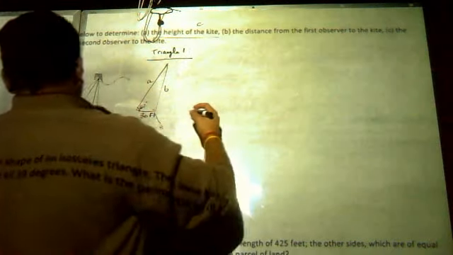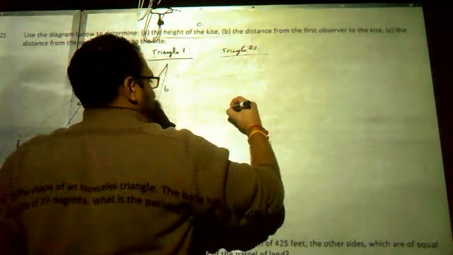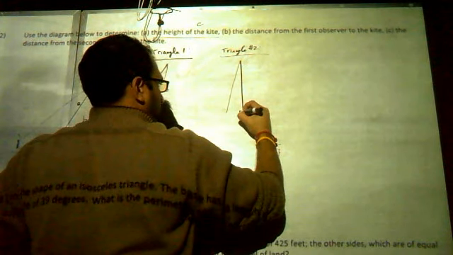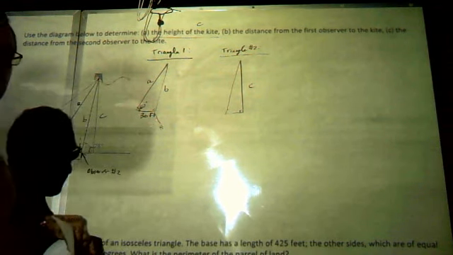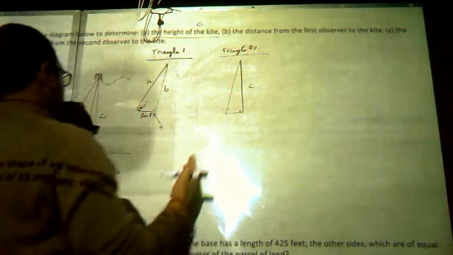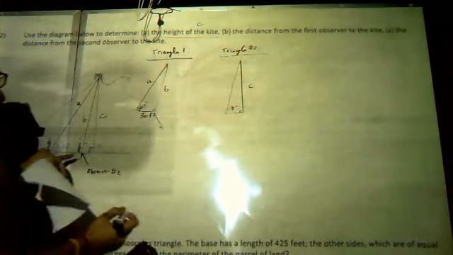So let's draw the other triangles that we see. We see the other triangle from the second observer. Triangle 2 is this guy. You know that this is 90 degrees because c is the distance a kite is above the ground, so that forms a 90-degree angle with the ground. Then you know the other angle, this is 78 degrees. Then you also know that this is side B.